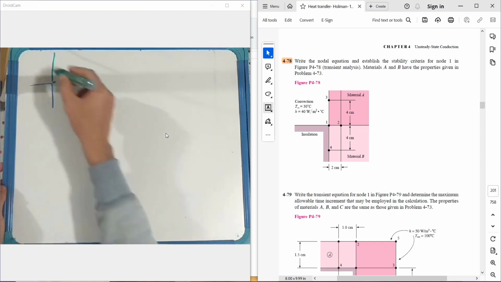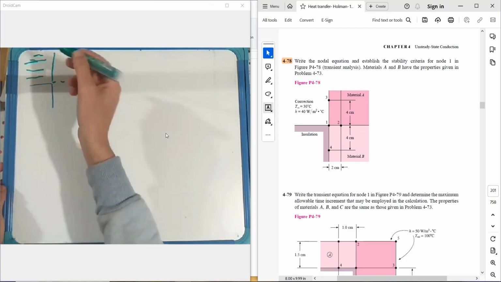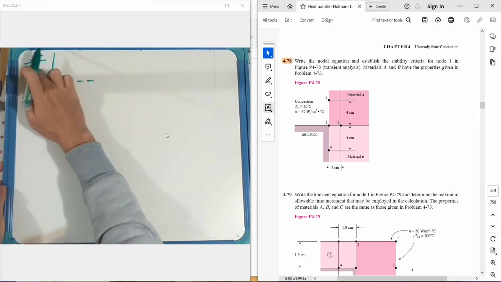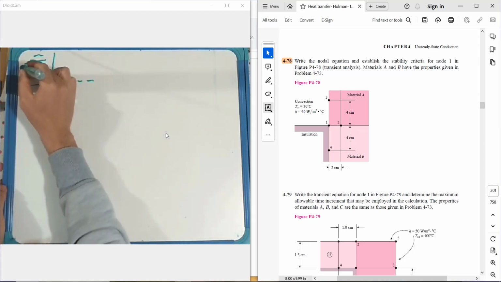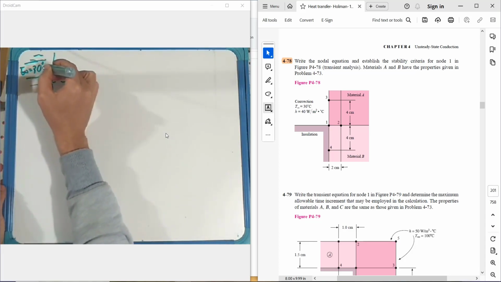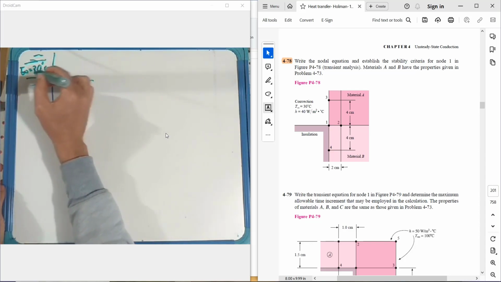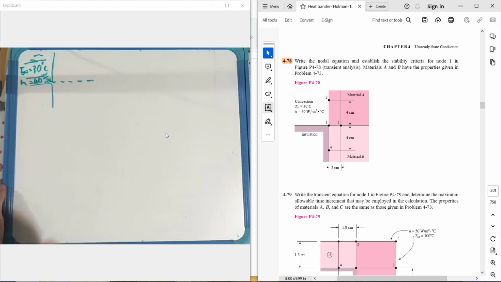Here we have some water, or some fluid. We don't know what it is. Then T infinity is 30 degrees Celsius, and h is 40 watts per meter squared degree Celsius, which is so high.